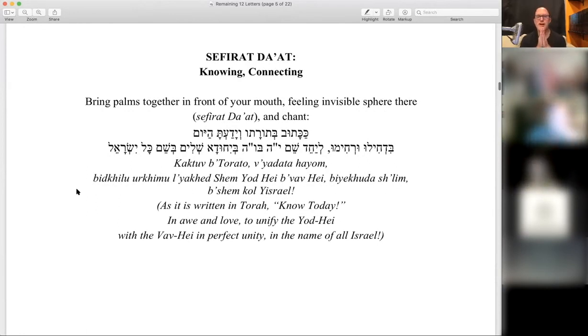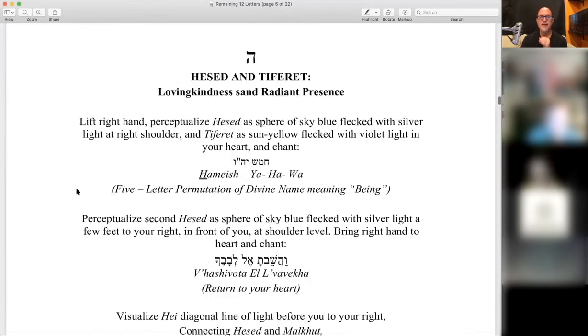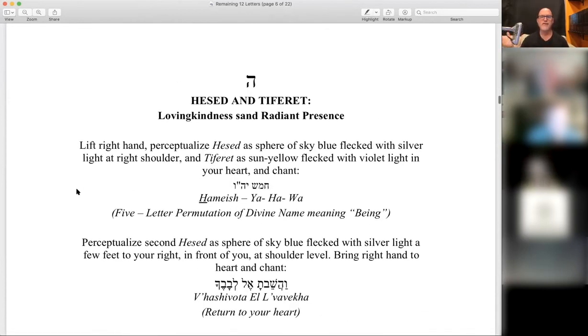Kakatuv. Kakatuv betorato v'yadata hayom b'dchil u'rechimu liyached shem yod-he bevav-he v'yichud shalim b'shem kol Yisrael. And lifting your right hand, seeing Chesed, sky blue flecked with silver at your right shoulder, and Tiferet as sun yellow flecked with violet in your heart.